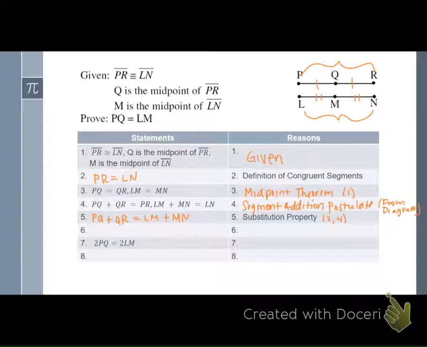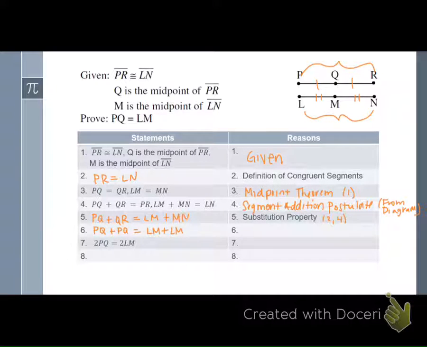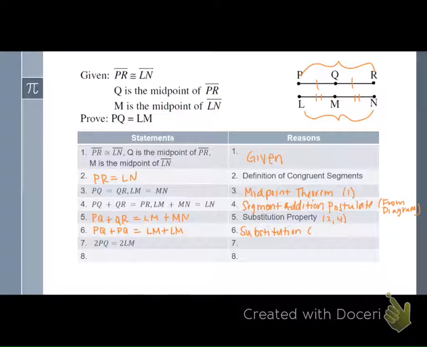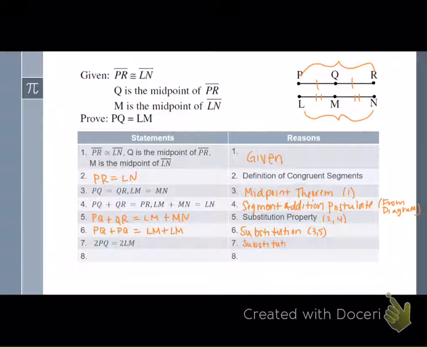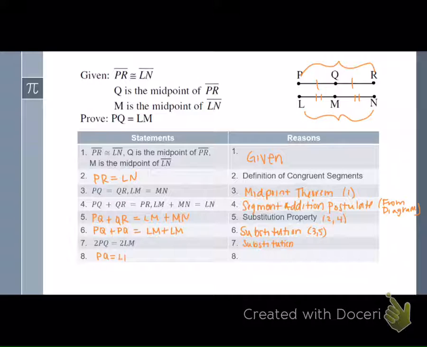Well, QR and PQ are the same, so I can say PQ plus PQ. And LM and MN are the same, so I can say LM plus LM. I just used substitution here. So I'm using 3 and 5 here. And then I just added them together, which is still substitution because you're simplifying the same side. And if you divide by 2 on both sides, you get PQ equals LM by the division property. Okay, do not leave until you get your homework.